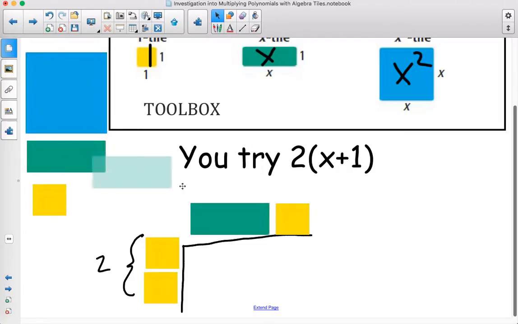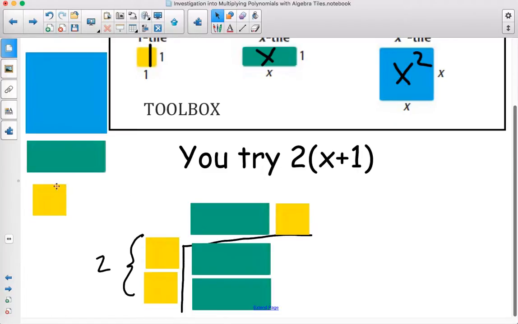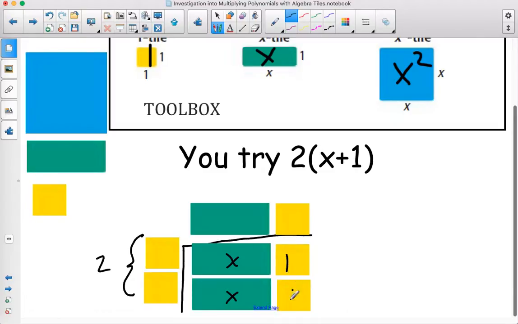Well, the only thing that's going to fit inside to fill it in is I need a green here, and then 1 by 1 is going to be a 1, and a 1. Hey, inside I get the exact same thing. I get an x, I get an x, I get a 1, I get a 1, as if I had distributed. If I had distributed, I would have got 2x plus 2.